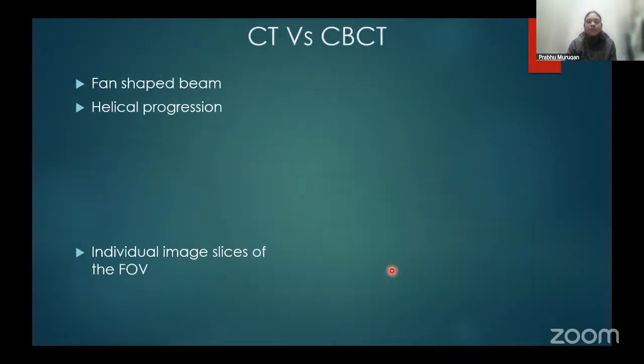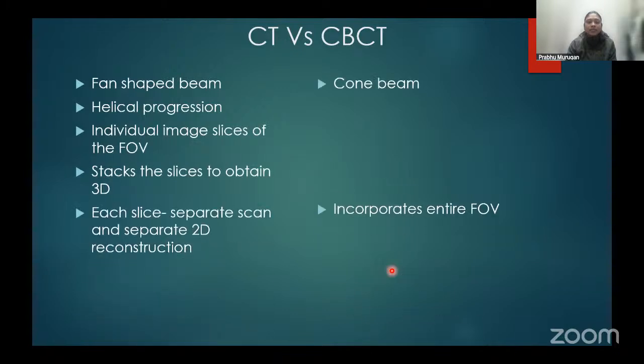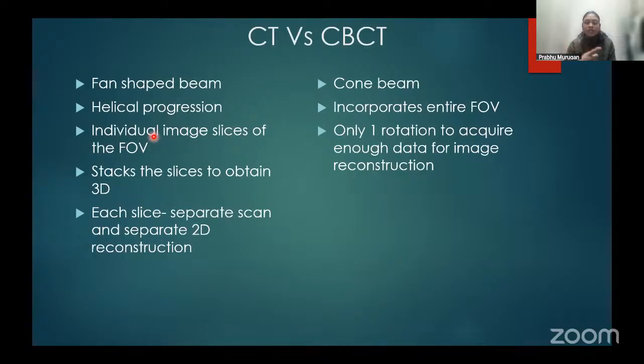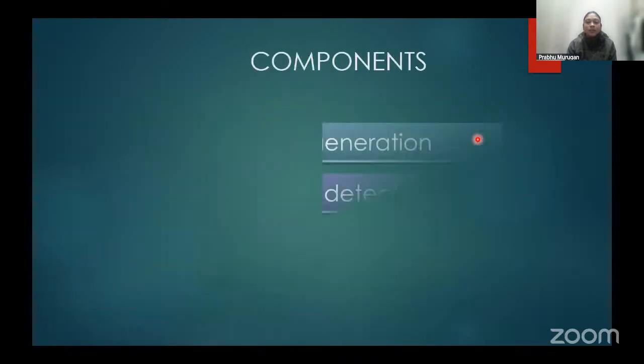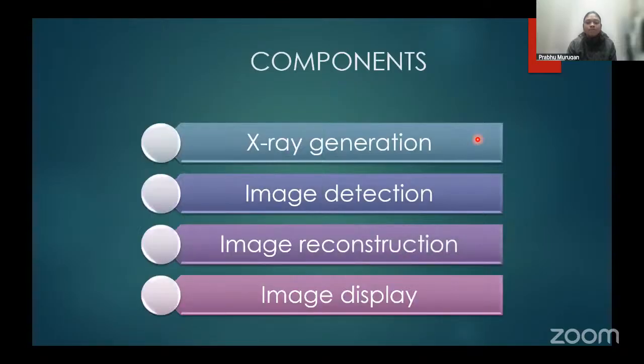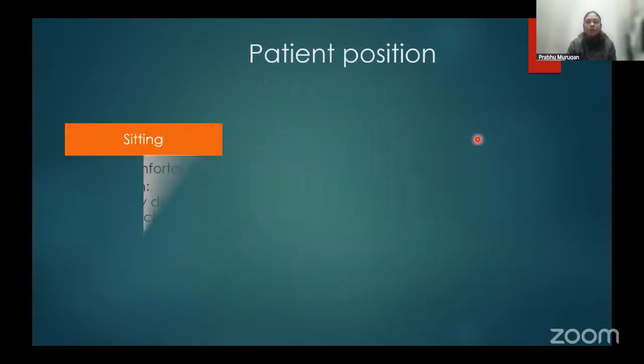Yep, I think this is what I was telling you, CT versus CBCT. So fan shape beam, cone shape beam, helical progression, that is the spiraling motion. This one single rotation will give you the entire region, and this one incorporates something called an FOV, that is the field of view, to get the particular region. Okay. Yep. So this one is not very important for you.